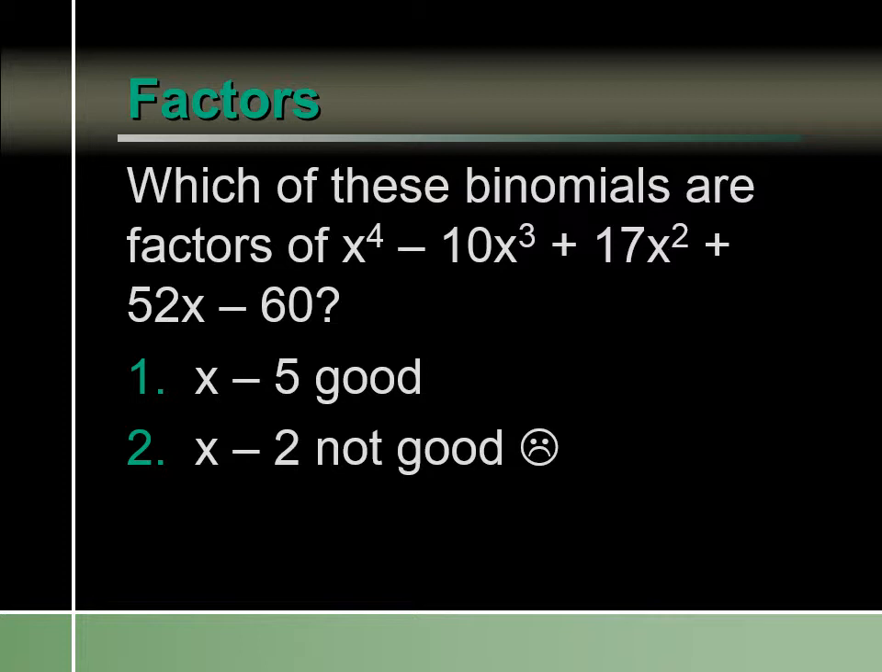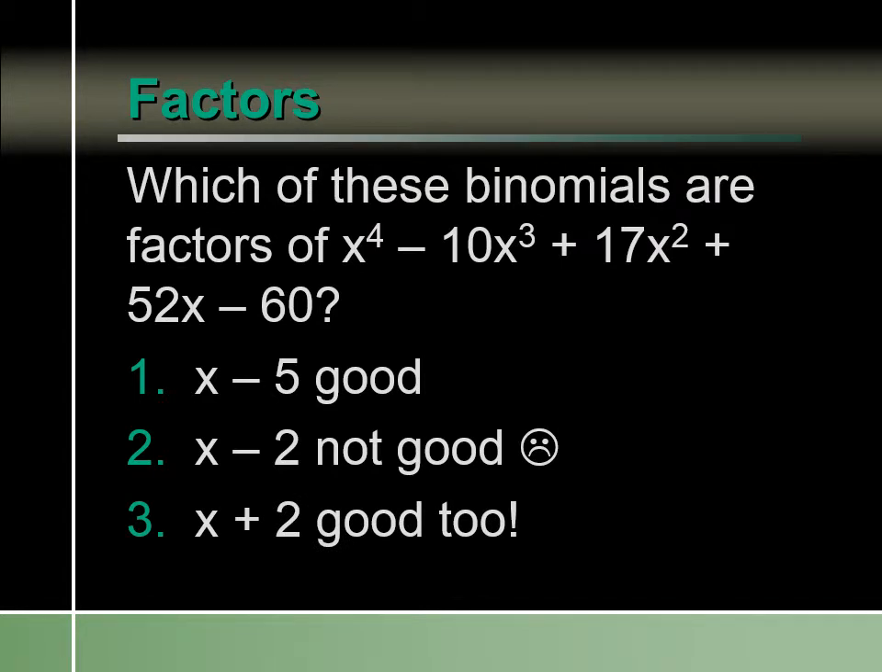The next binomial we want to test is x minus 2, which means that we are going to plug in 2 into our polynomial. So 2 to the 4th minus 10 times 2 to the 3rd plus 17 times 2 to the second plus 52 times 2 minus 60. And we do not get 0. We do not get 0 when we plug those numbers in. And so, because we don't get 0, that means that the binomial x minus 2 is not a factor of that polynomial.